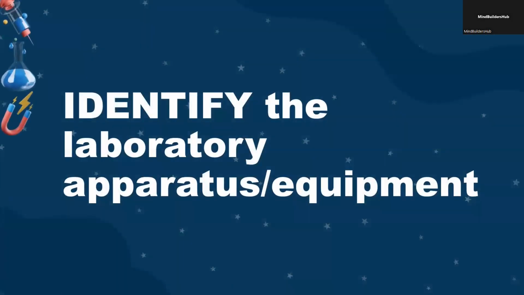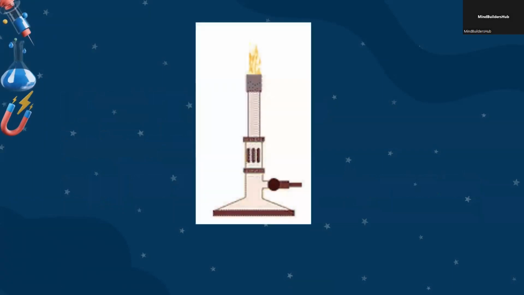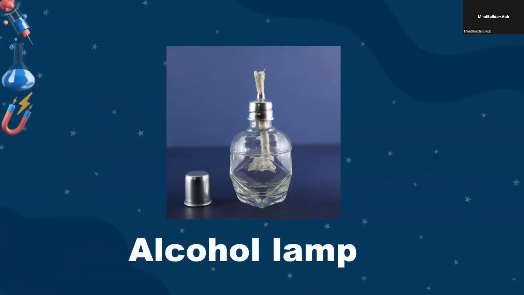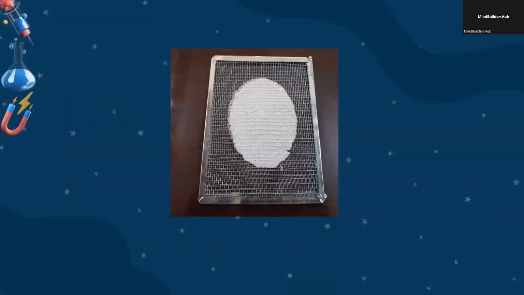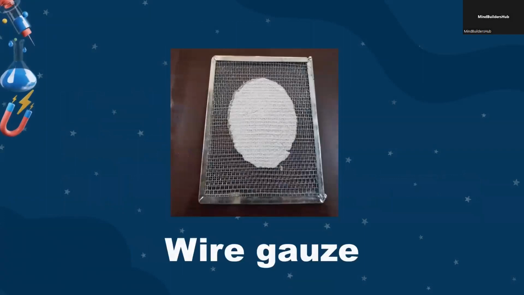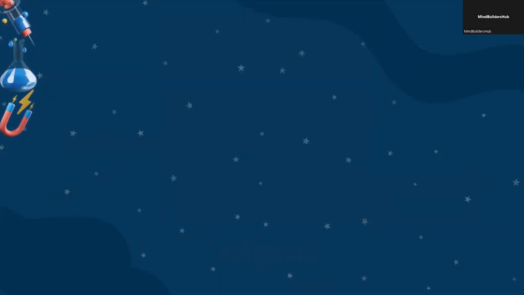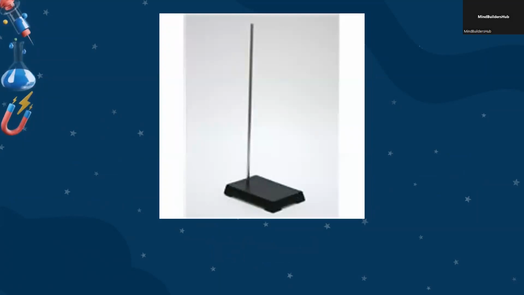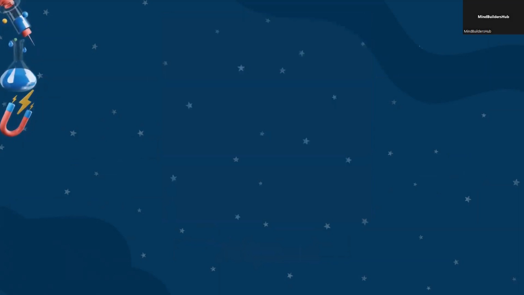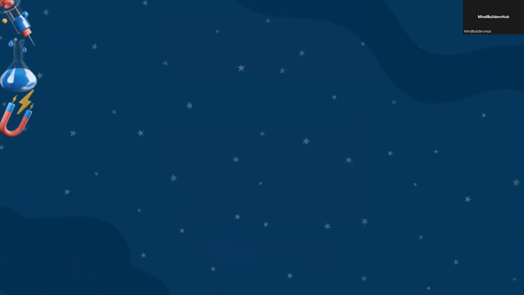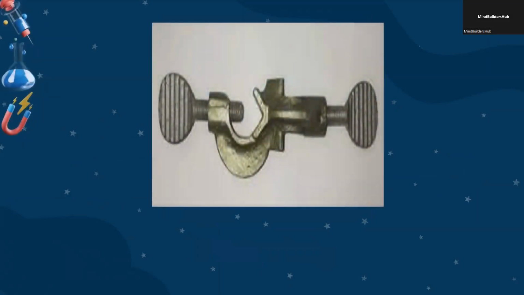Let us identify the laboratory apparatus or equipment. This is, very good, a Bunsen burner. Next, this is an alcohol lamp. Very good. Next is the wire gauze, followed by the tripod. Another is the iron stand. This is an iron ring. An iron clamp.